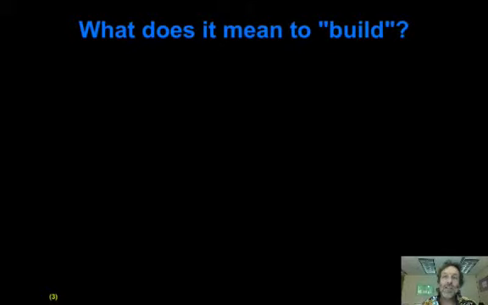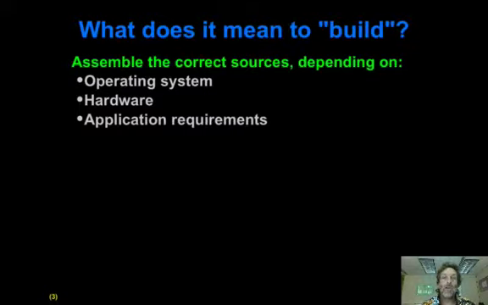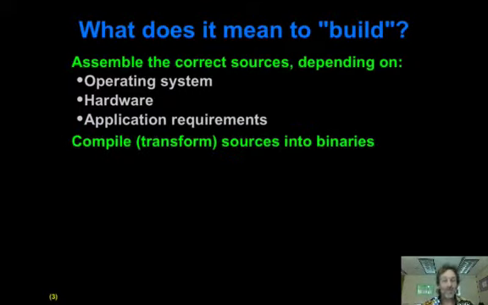But first, it's probably useful to spend 30 seconds talking about what we mean when we say build. The build process is not about programming, really. It's about once you've finished programming, writing code, you want to assemble the correct sources together depending upon the environment you're in. So you might have different libraries depending upon your operating system. You might want to compile or provide certain pre-processing or post-processing depending upon the hardware that's available on your system. And you may want to do different things depending upon your application requirements, tune the system that you're actually trying to create in different ways.